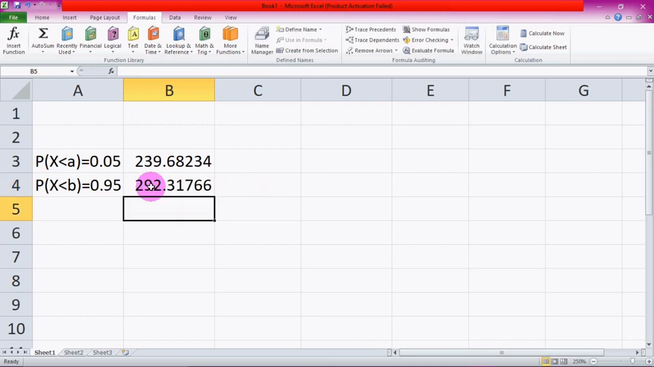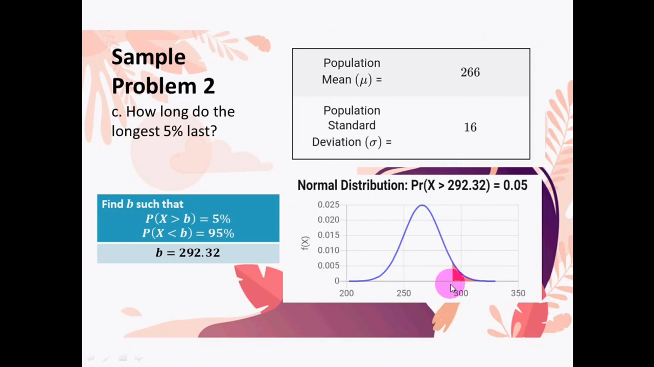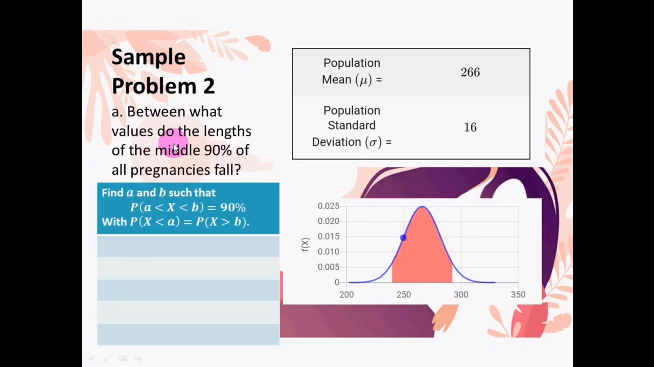Then press enter. Then we have 292.32. This point here is actually 292.32. This means that the longest 5% of the human pregnancies last for 292 days or even longer. Now, for the first question, we will go back to it because we did the second and third questions first. So, for the first question, between what values do the lengths of the middle 90% of all pregnancies fall? Since it is the middle 90%, it means the area on the left side and the area on the right side should be equal.